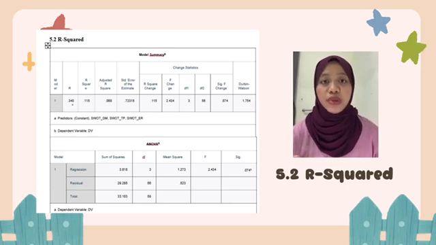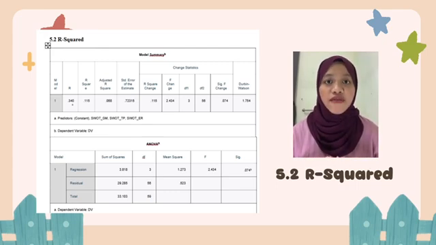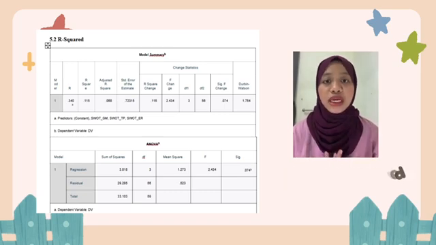And lastly is Durbin-Watson, 1.754. It checks for autocorrelation, the relationship between errors. A value close to 2 indicates no autocorrelation, which is acceptable here.